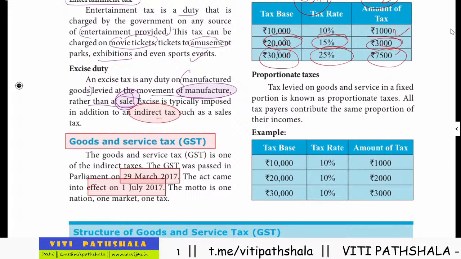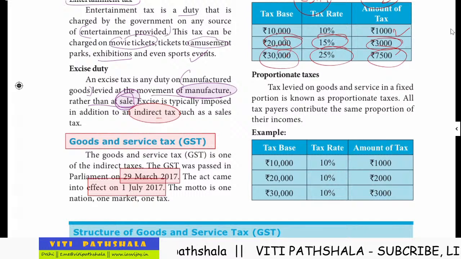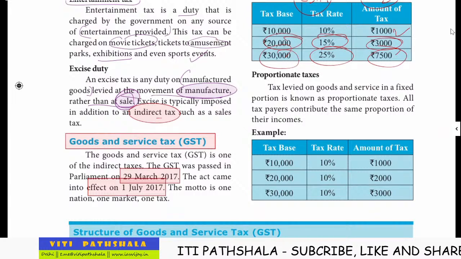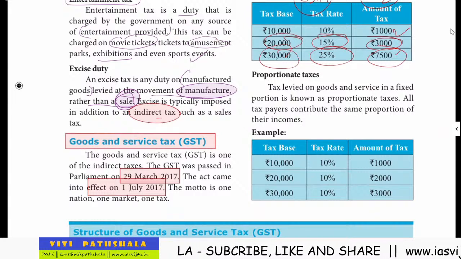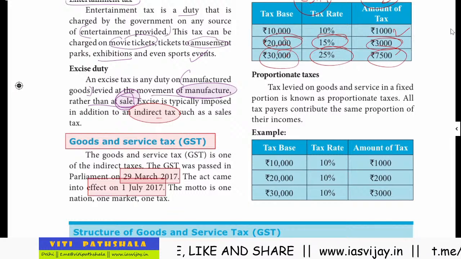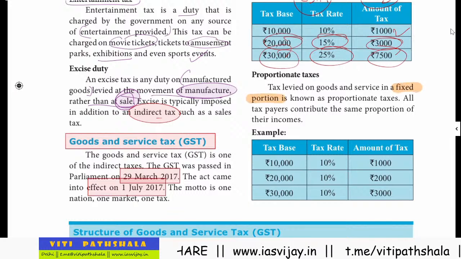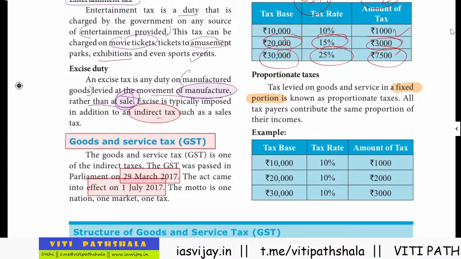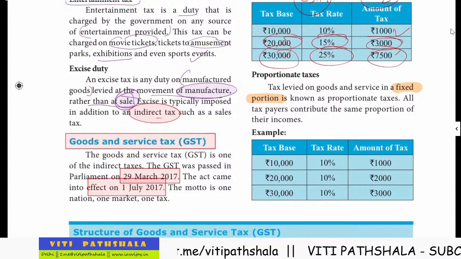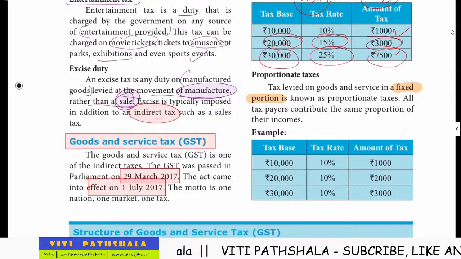Taxes levied on goods and services in a fixed proportion are called proportionate tax. So here the keyword is fixed proportion. यहाँ पे क्या याद रखना है, फिक्स्ड प्रोपोर्शन में जो लेवी होता है वो आपका प्रोपोर्शनेट टैक्स होता है. All taxpayers contribute the same proportion of their income.